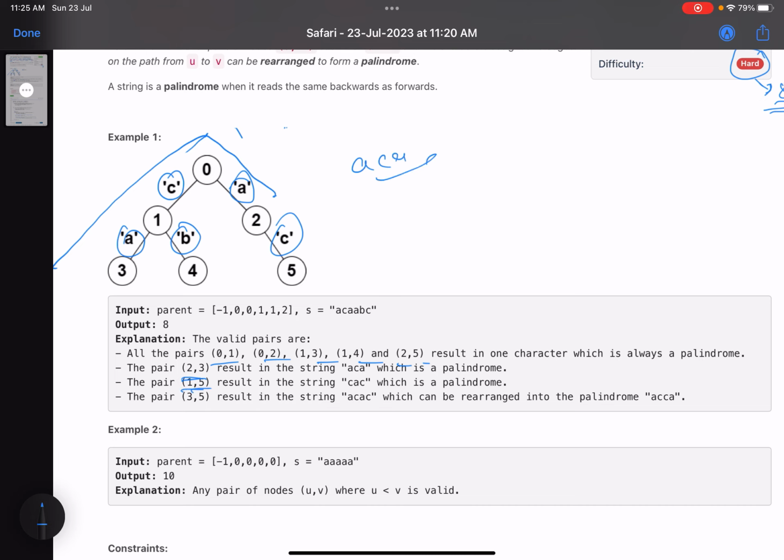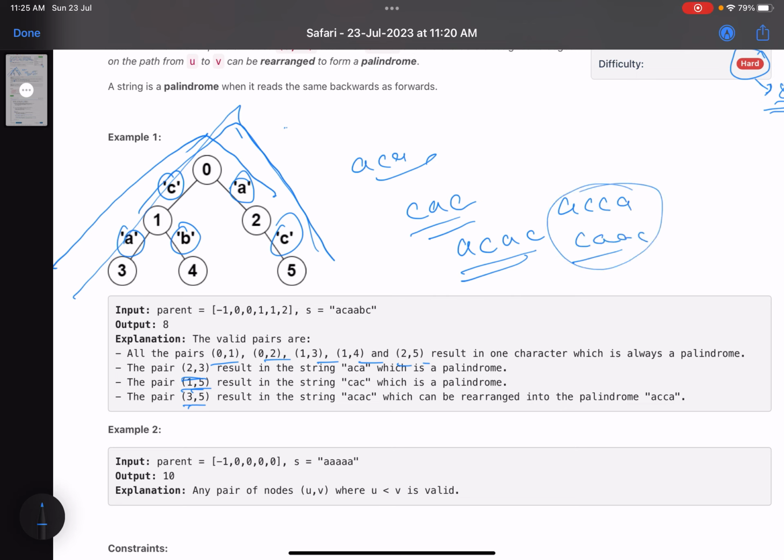Then 1, 5. C, A, C. Great, this is also a palindrome. Then 3, 5. It is A, C, A, C. Just rearrange it. You can form A, C, C, A or C, A, A, C, whatever. It doesn't matter what the exact palindrome is that we are forming. We are not concerned about it. We are only concerned whether it is possible to form a palindrome or not, right?